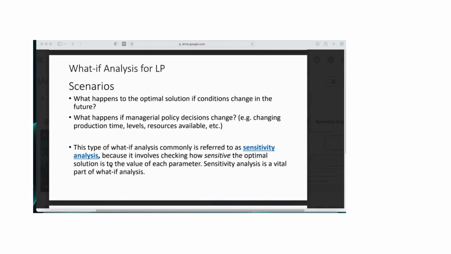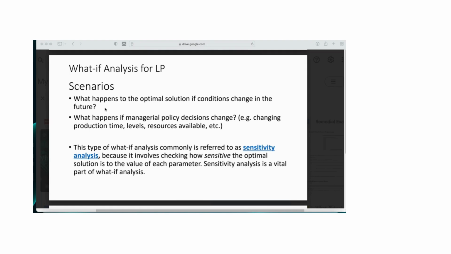Well, the focus of this sensitivity analysis, and by the way, sensitivity analysis is a kind of what-if analysis, is the kind of analysis we are going to discuss today. Here we are given two scenarios. The first scenario is what happens to the optimal solution if conditions change in the future. And another one is what happens to the optimal solution if managerial policy decisions change.